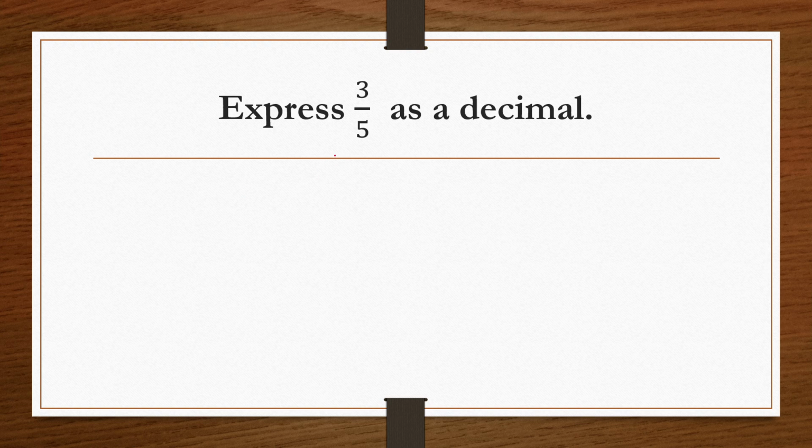So let's look at the denominator over here. It's a 5. If we were to convert it to an equivalent fraction with a denominator of either 10, 100 or 1000, the easiest one would be to convert it to 10. So we would be multiplying it by 2. So I multiply both the numerator and denominator by 2, giving me 6/10. But this is still a fraction and we still need to convert it to a decimal.